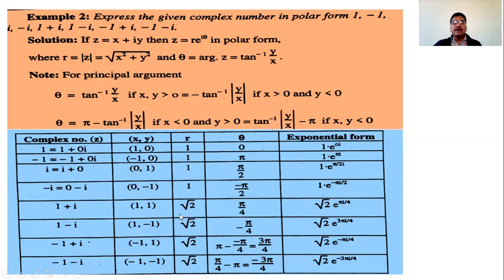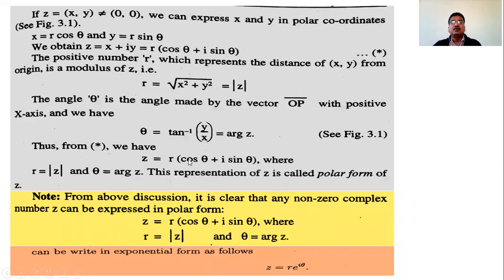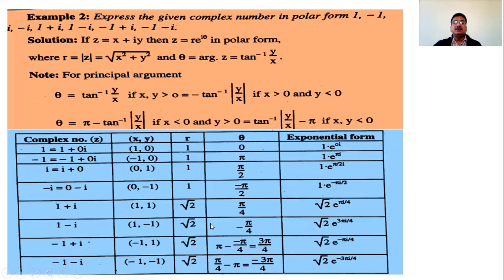And if I have to write the polar form of the number 1 plus i, then what is its polar form? Here, write one more column, polar form. The polar form is root 2 in bracket cos pi by 4 plus i sin pi by 4. So write the answer in the polar form of 1 plus i like this.